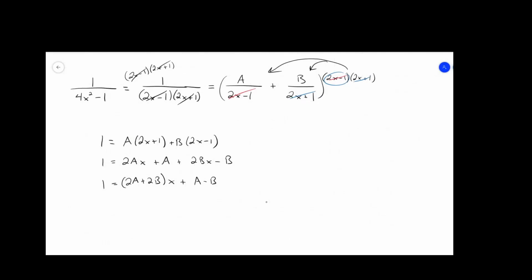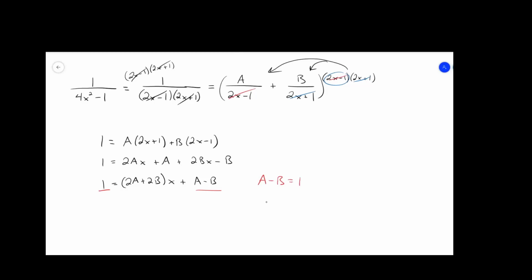Now, equating coefficients just means I have a polynomial on the left and I have a polynomial on the right. Anytime I have two polynomials equal to each other, the only way that can happen is if the constant terms equal the constant terms and the first power x terms equal the first power x terms. So basically what I have on the left is a constant term, 1, and then I have a constant term a minus b on the right. That tells me that a minus b has to equal 1.